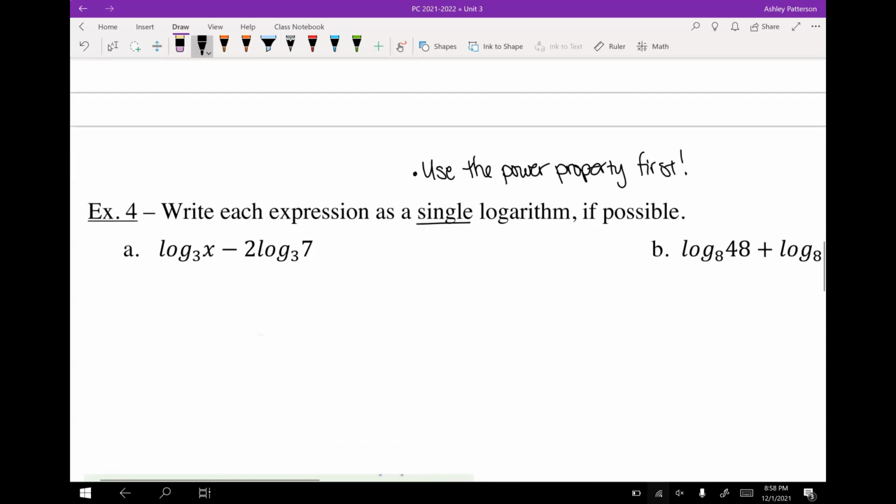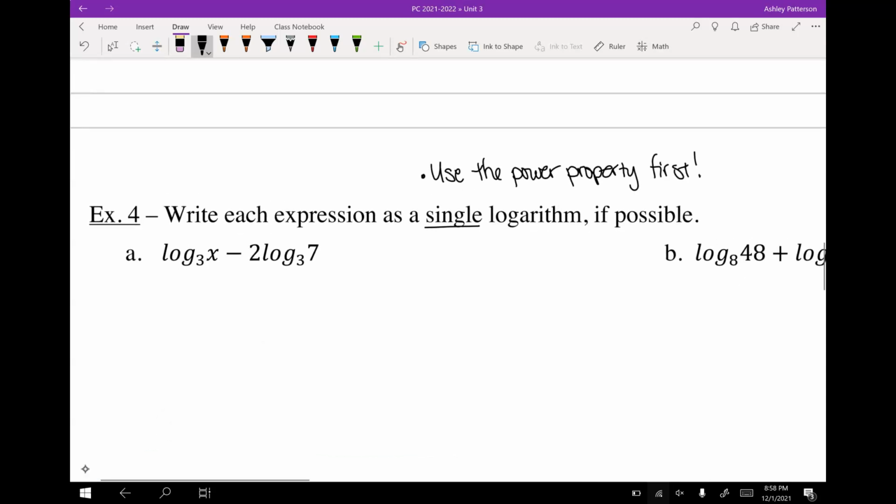So looking at A, I see that I do have an exponent here, so I can move it up to the exponential spot. Sorry, I shouldn't say exponent right away. I see that there's a number being multiplied in front, so that leaves us with the log base 3 of x minus the log base 3 of 7 squared. Okay, let's compute 7 squared. So we have the log base 3 of x minus the log base 3 of 49.